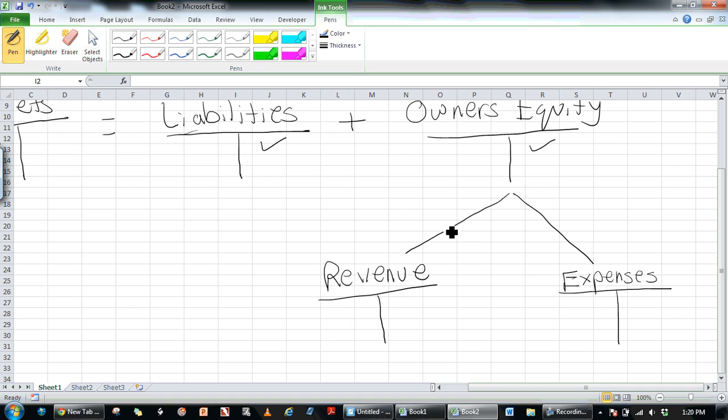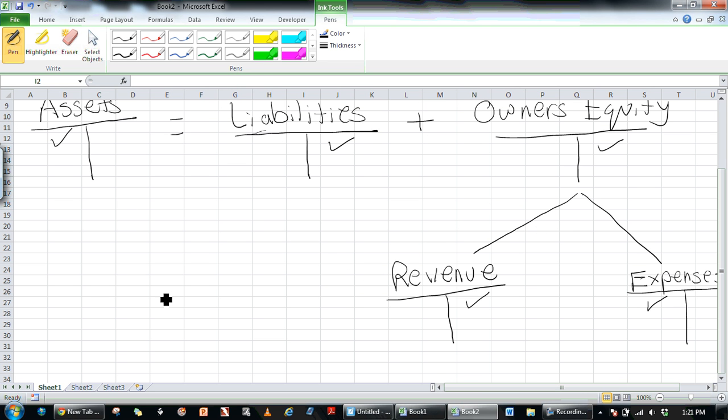And revenue, because revenue increases owner's equity, it works with owner's equity. Owner's equity likes revenue. Revenue increases on the same side as owner's equity. Expenses decrease owner's equity. They go against owner's equity. Owner's equity does not like expenses. Therefore, expenses increase on the opposite side of owner's equity.